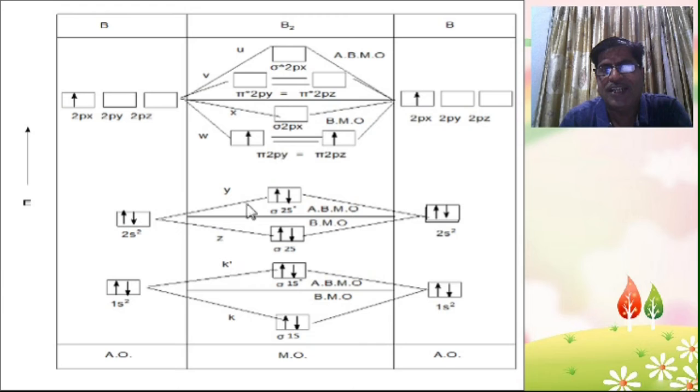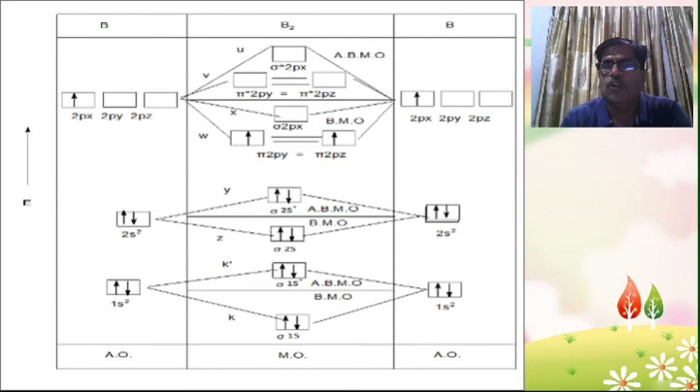So total 10 electrons are in the B2 molecule. Here sigma 1s, sigma star 1s, sigma 2s, sigma star 2s are all paired electrons, and there is one electron in pi 2py and one electron in pi 2pz. So here two unpaired electrons are available in the B2 molecule, in the pi 2py and pi 2pz MOs of the B2 molecule.